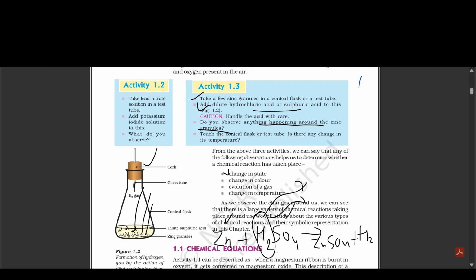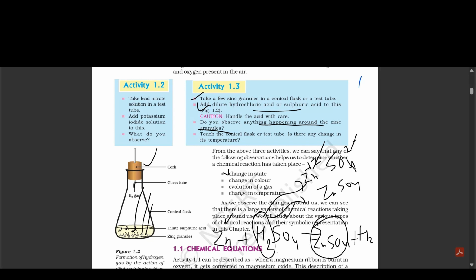How do we write the formula? I hope you have done it in class 9, the crisscross method. The formula for zinc, when the zinc ion is Zn plus 2, and for sulfate is SO4 2 negative, right? The 2s get cancelled out, so the formula becomes ZnSO4. So that is why we have written ZnSO4.